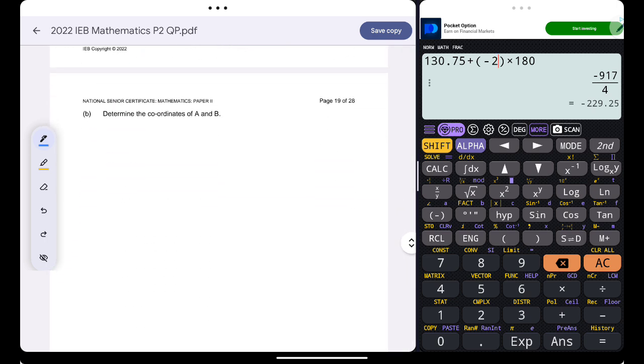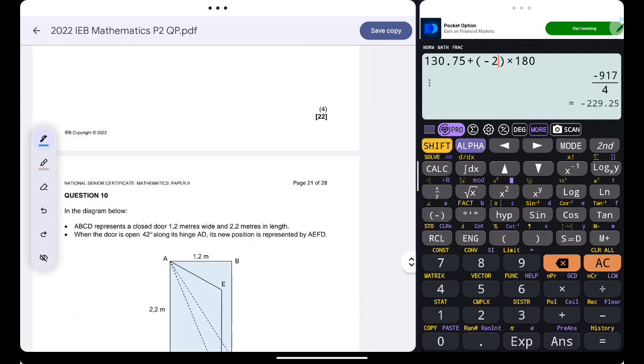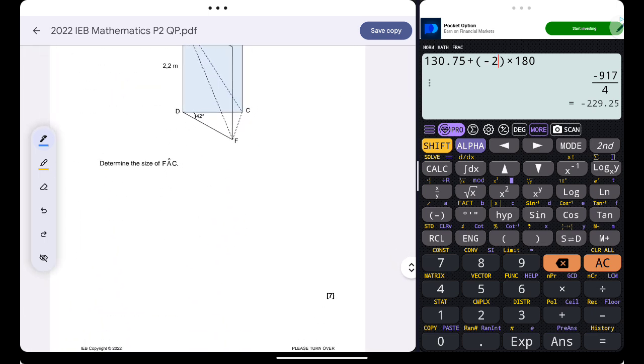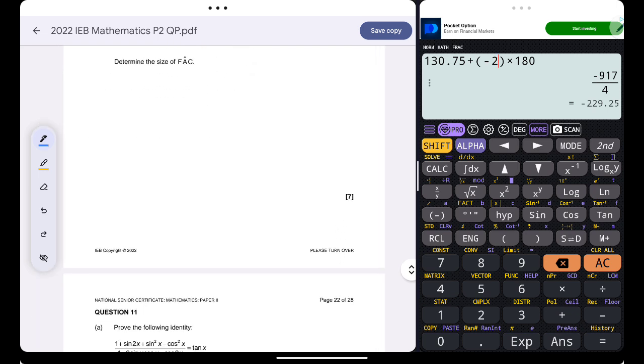Okay, let's go and check another trig question. I haven't done 3D yet. I'm going to leave this, but don't worry, I'll answer it when I do 3D.